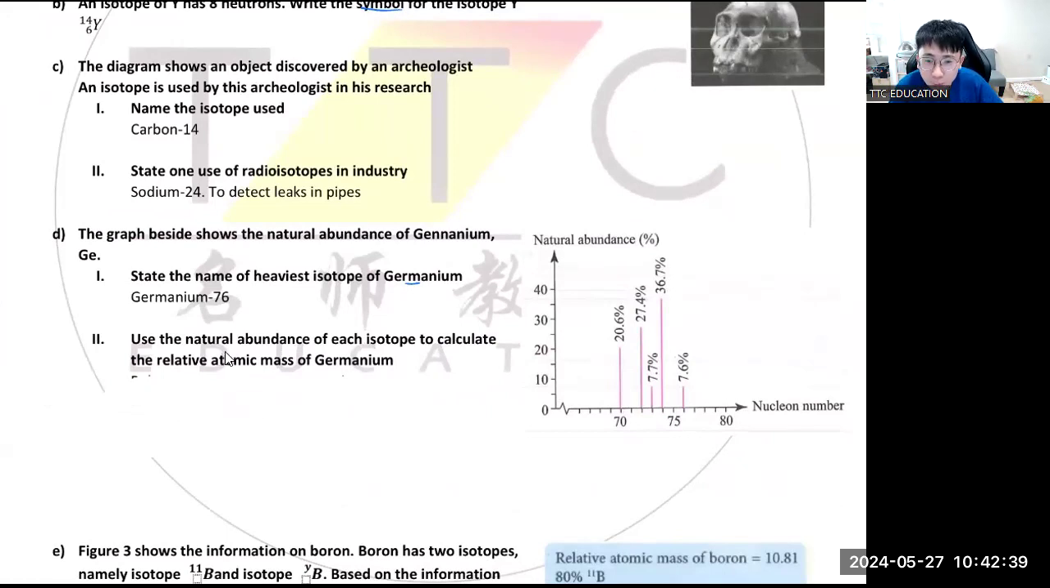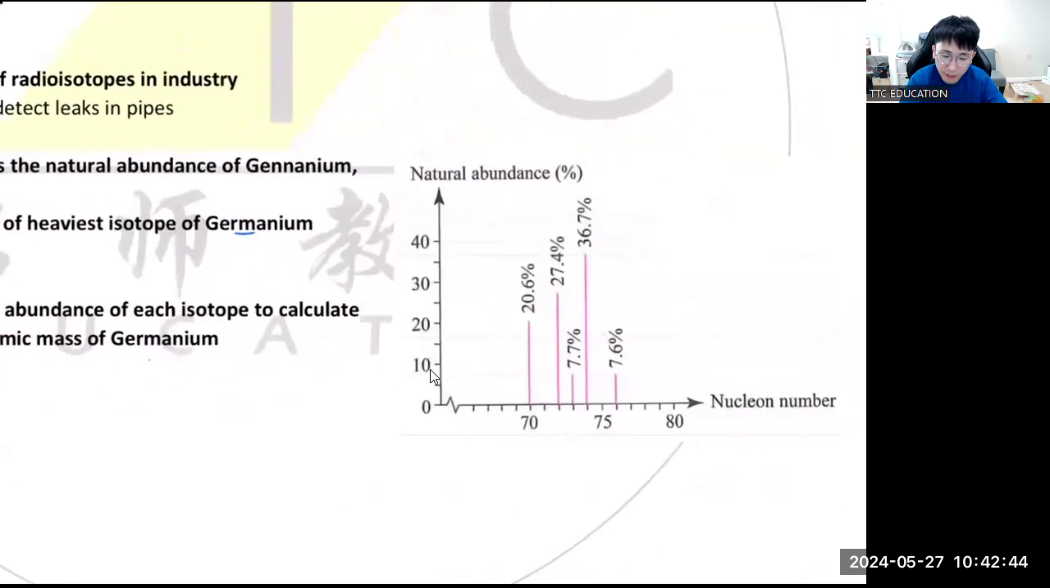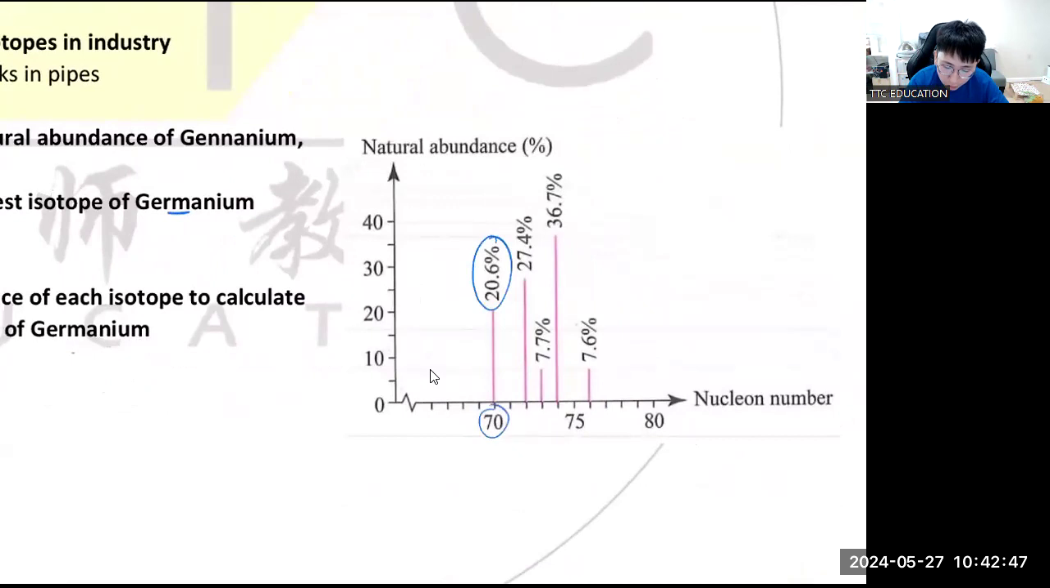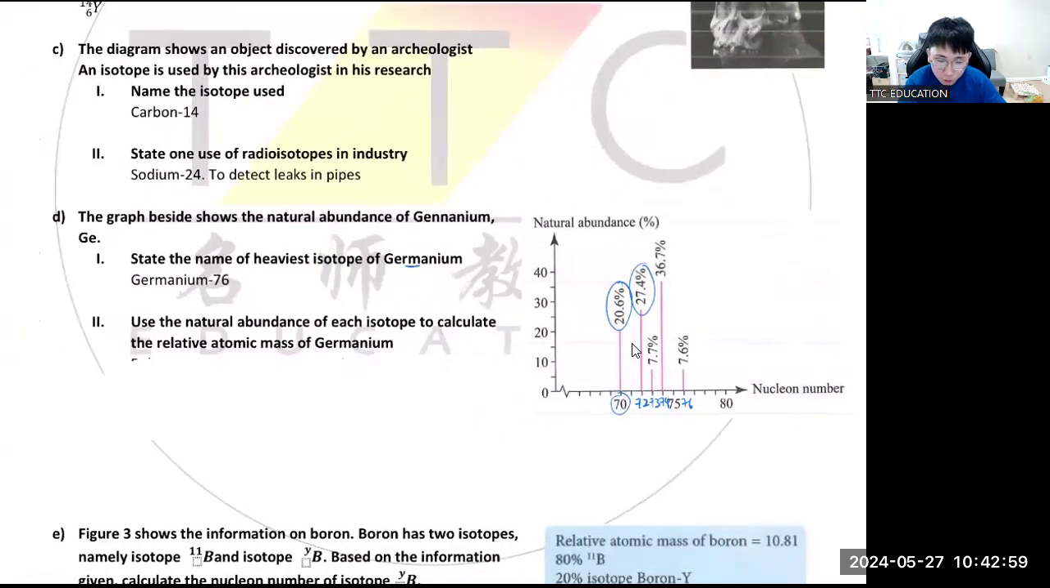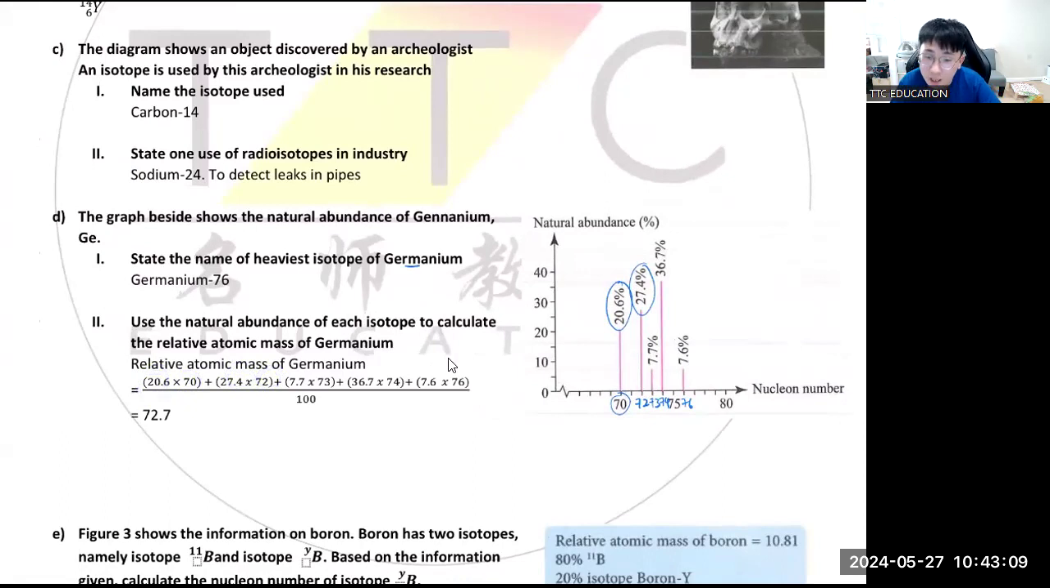Okay, and use the natural abundance of each isotope to calculate the relative atomic mass. Guys, basically what you do is percentage multiply atomic mass, percentage multiply atomic mass. I think this one is 72, and then percentage multiply 73, then 74, and then 76. So you have to do the calculation. It'll be something like this. Repeat the same thing for every atomic mass and every percentage, then total up and divide by 100, and you get your average.